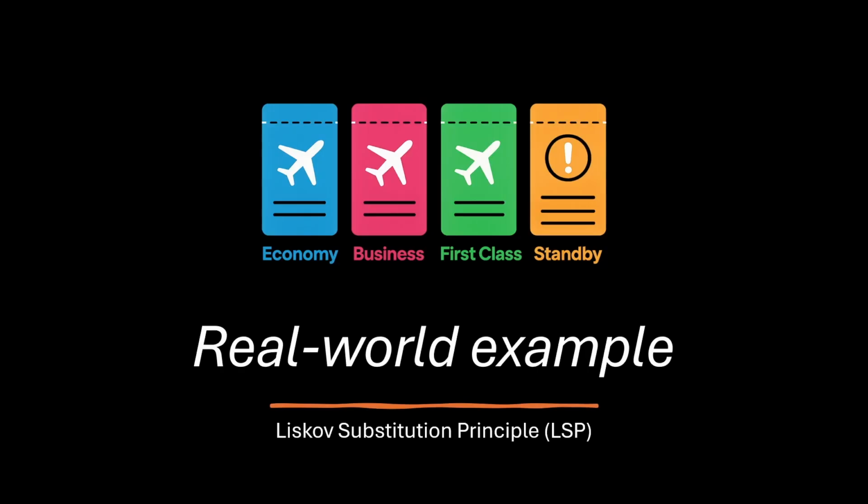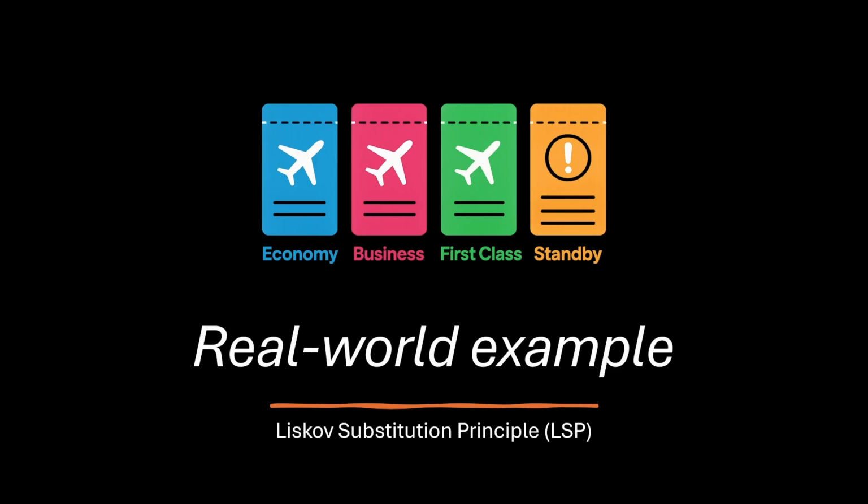Now let's understand this better with a real world example. Whether you're flying economy, business, or first class, one thing remains the same: your ticket guarantees you a seat on the flight. But what if one type of ticket doesn't fulfill that promise? Let's explore how it connects to Liskov substitution principle. Here we have 4 types of flight tickets: economy, business, first class, and standby. Now imagine all 4 ticket types are subclasses of a base class called flight ticket. This base class defines one critical method: assign seat.